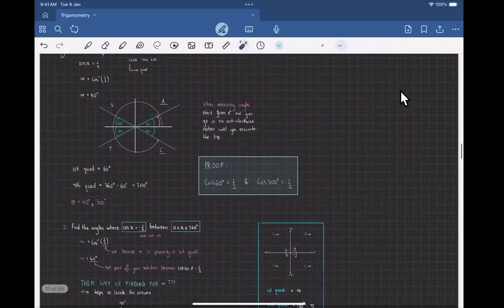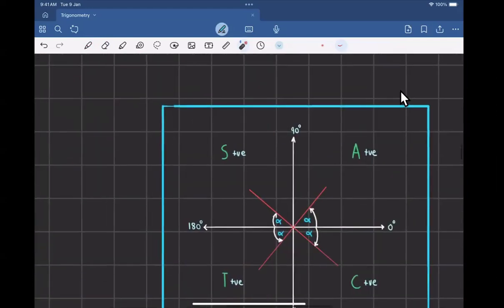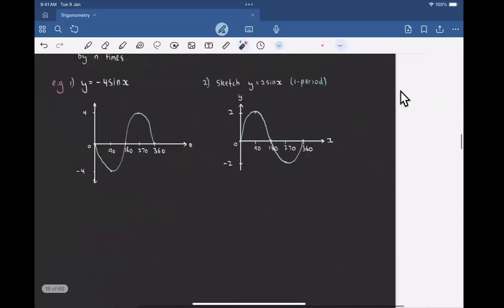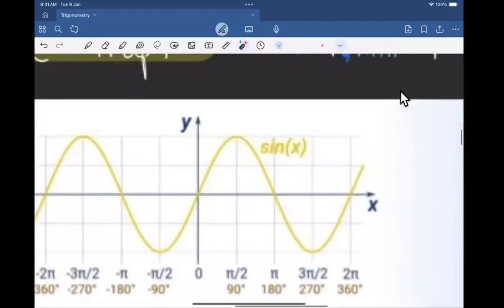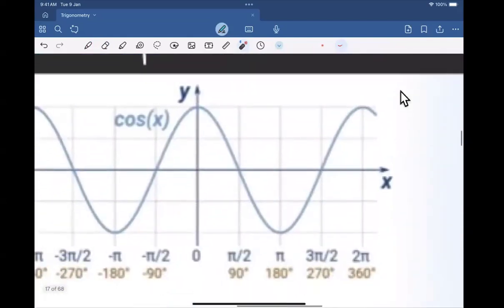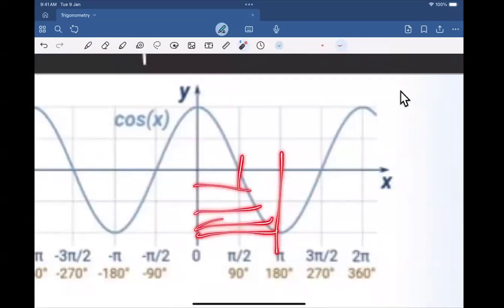And then what are they saying next? Between what angles is sine positive? 90 to 180. Let me see if that's true. Between 90 and 180, will it give positive answers? Yep. How about the cosine graph now between 90 and 180? Positive answers or negative answers? Positive.